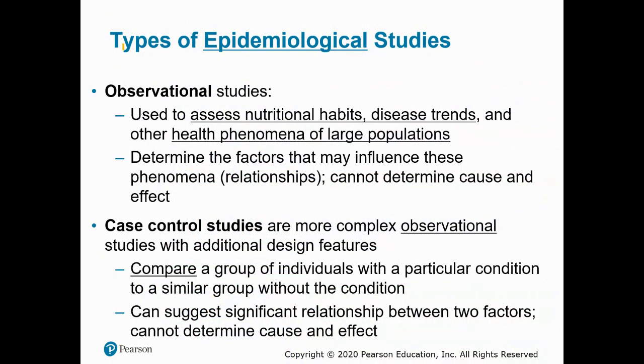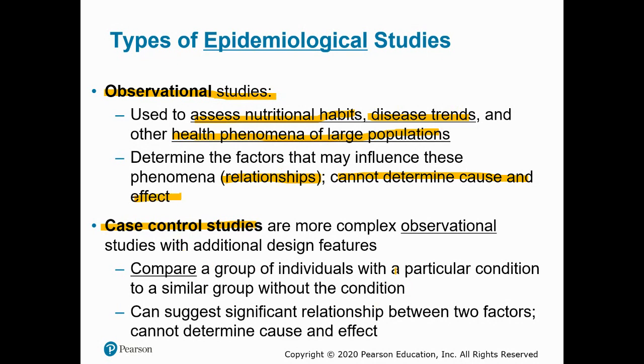Okay, and then with epidemiological studies, there are also two types, or two broader classifications, we could say. Epidemiological studies can be observational studies and case control studies. The observational studies, again, observation, right? They're just used to assess nutritional habits, disease trends, or other health phenomena of a large population. Again, commonly used to identify relationships, not cause and effect. Cannot determine cause and effect.